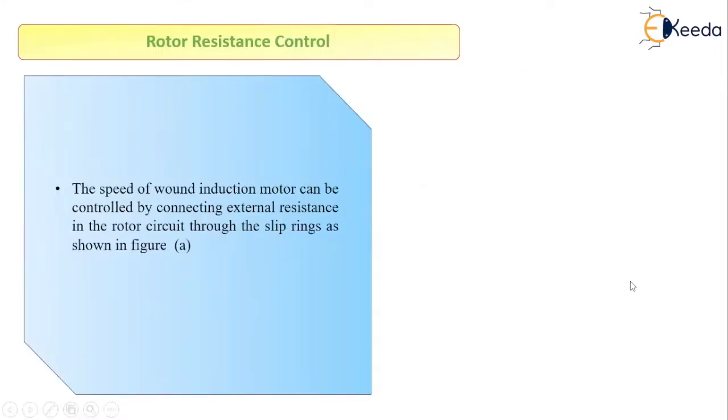So basically we have seen the construction of three-phase induction motor. Depending upon which rotor is used for the construction, three-phase induction motor is of two types, that is squirrel cage or slip ring or wound motor. This type of speed control is specifically used for the wound motor, which is also called as slip ring induction motor. So the speed of the slip ring induction motor can be controlled easily by connecting the external resistance in the rotor circuit through the slip rings.